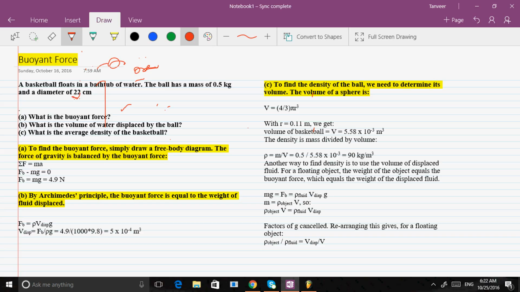My pen is not actually working very finely. Let me check what happened to my device. Okay.